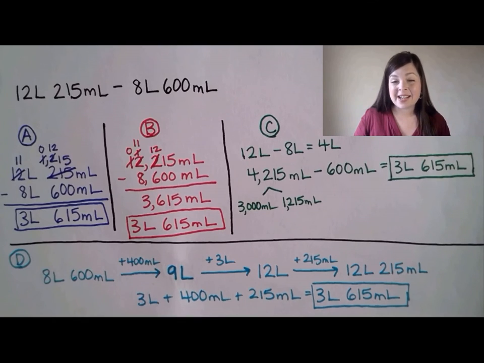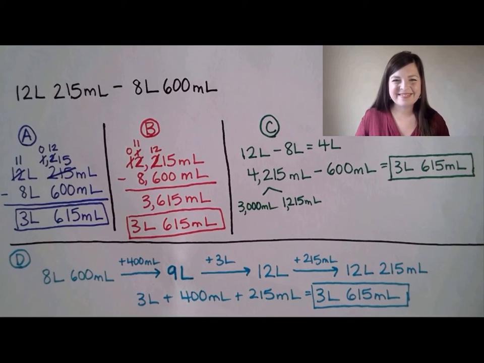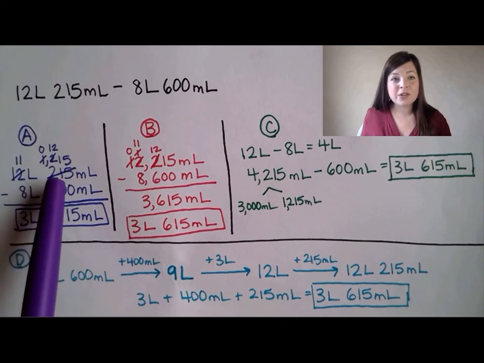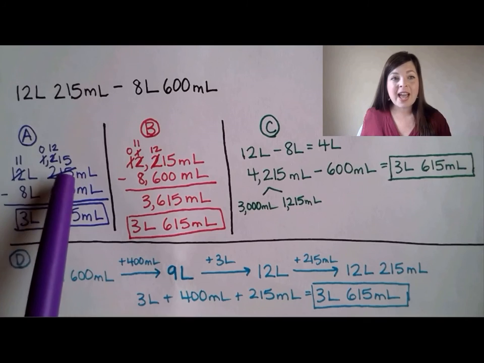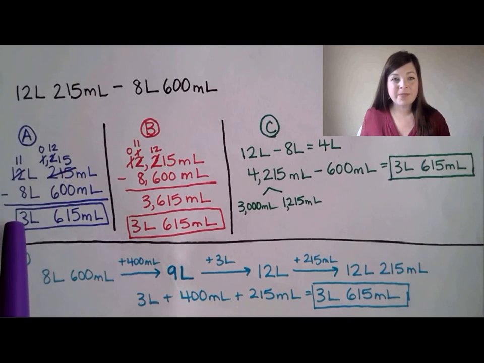Now, let's analyze these solution strategies. Pause the video to analyze each of the solution strategies and explain out loud how the problem was solved in each of these ways. In solution A, how is the problem set up? In solution A, they used an algorithm, and they renamed 12 liters, 215 milliliters as 11 liters, 1,215 milliliters. Then they continued to regroup as needed to subtract.